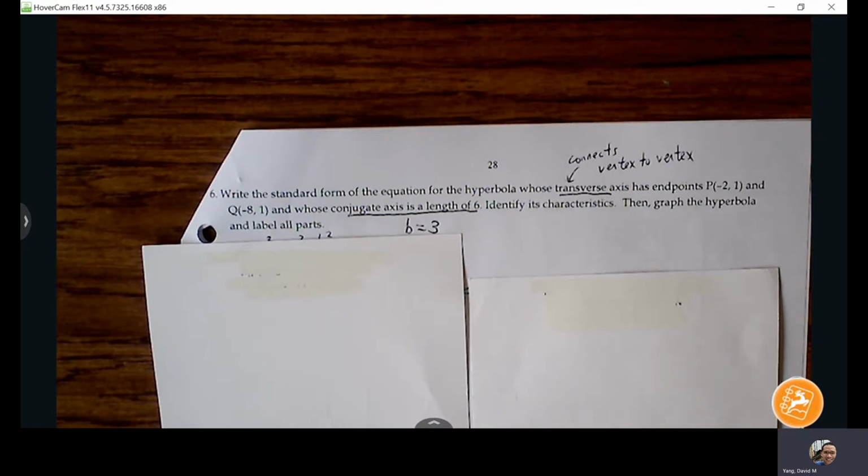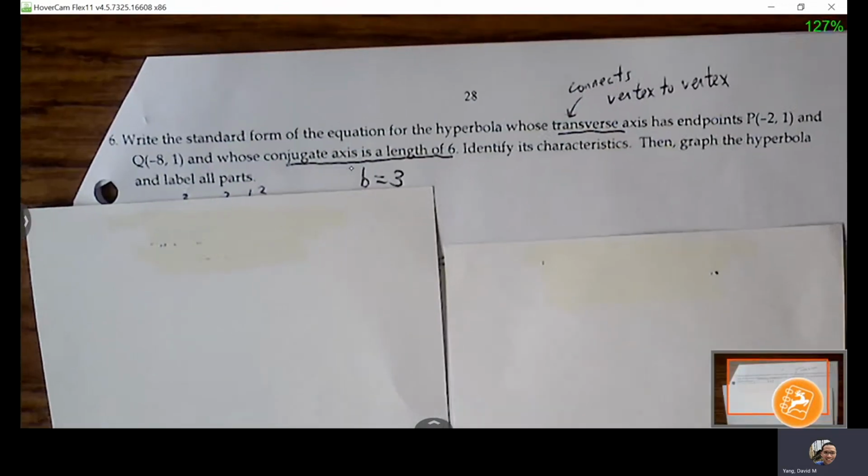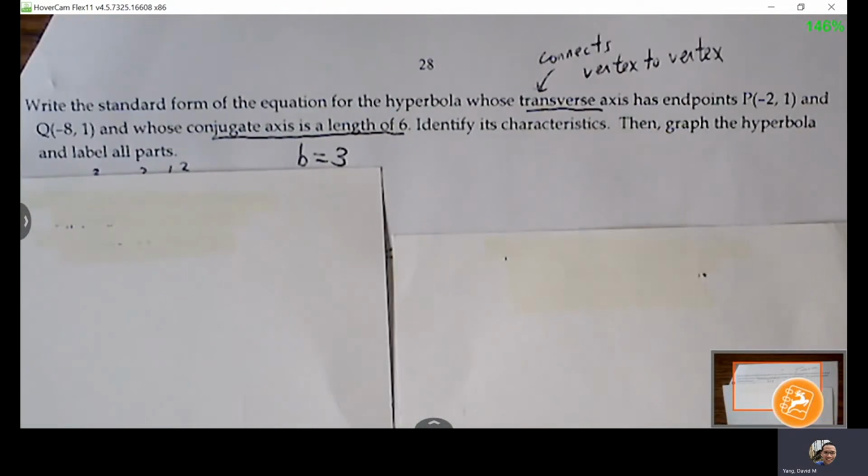All right, number 6. And we can start putting information onto our graph. Transverse axis is the main axis. It's the one that's going to connect from vertex to vertex. So when it says endpoints, those endpoints are your vertices. And if you have both of your vertices, you can count to the midpoint, because what's exactly between the vertices will be the center. If you can locate the center, then you can count from the center to the vertex to get to your A value.